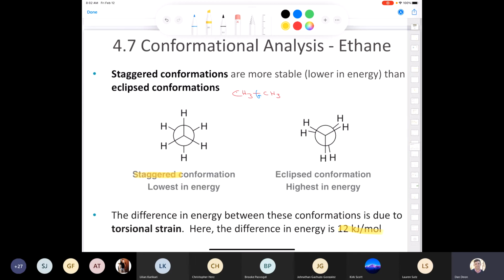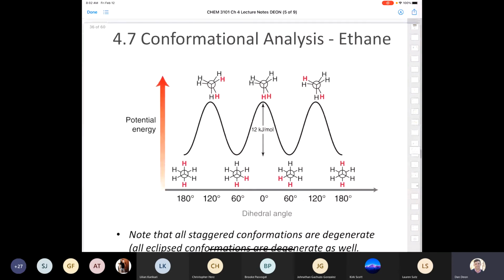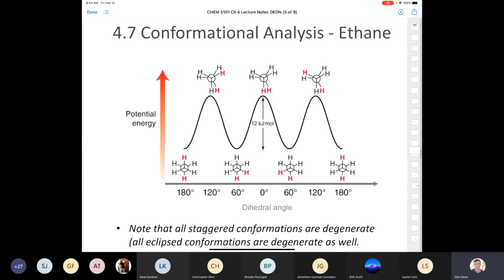It says here that the difference in energy between these conformations, right? The staggered is low energy, and the eclipsed is high energy. The difference in energy between these is based on what's called torsional strain. And it tells us here in the slide that the difference in energy between these two conformations, the eclipsed and the staggered conformation of ethane, is 12 kilojoules per mole. It's so great that when you have a sample of ethane, which is a gas at room temperature, that 99% of the ethane molecules will actually be in the staggered conformation.